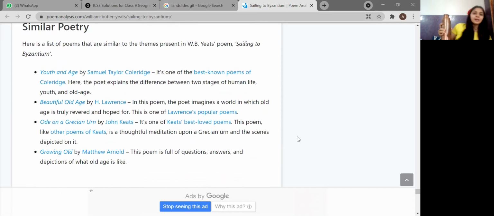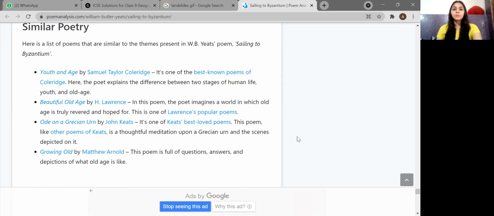Youth and Age by Samuel Taylor Coleridge. Then Beautiful Old Age by D.H. Lawrence. Then Ode on a Grecian Urn by John Keats. This poetry you have done in your semester 3. It is in the same book. If you are interested, you can also go back and do that.